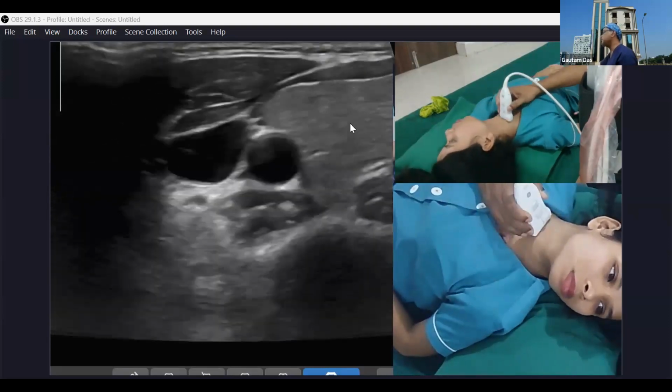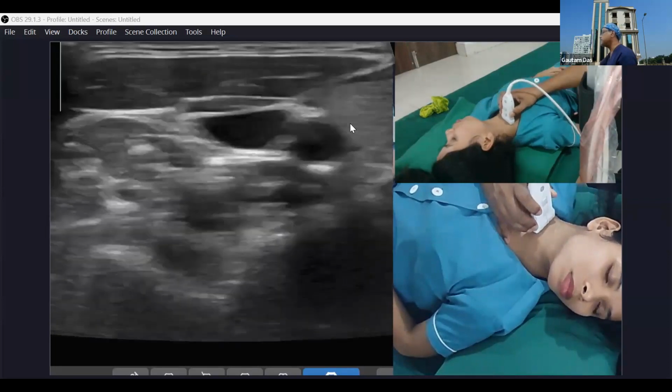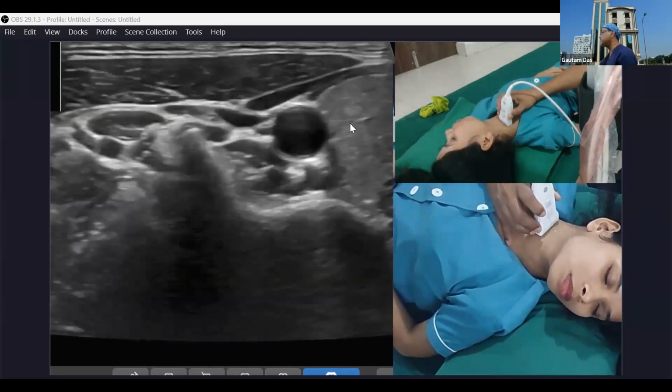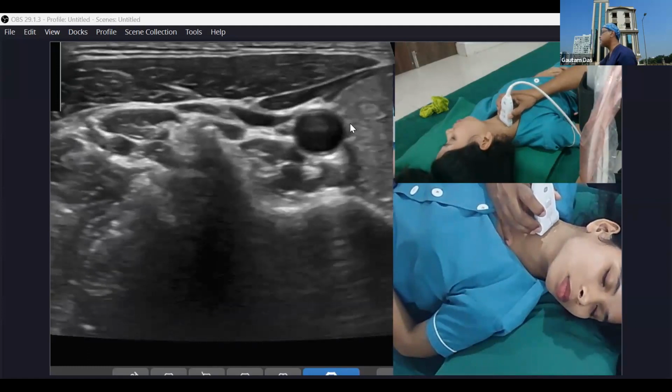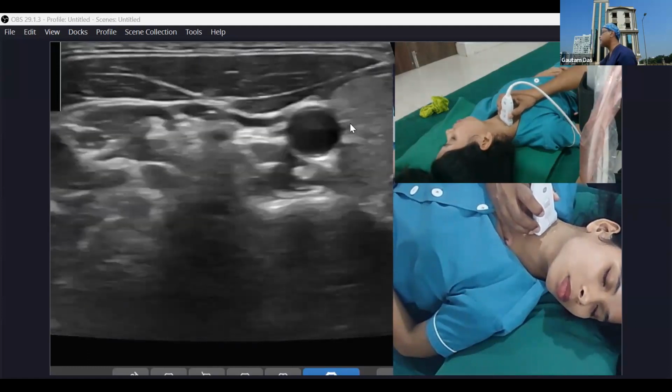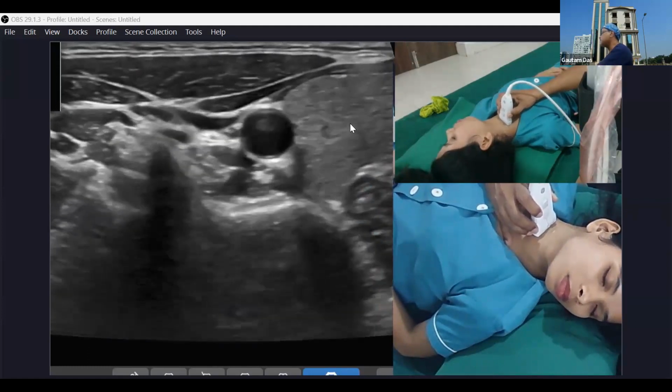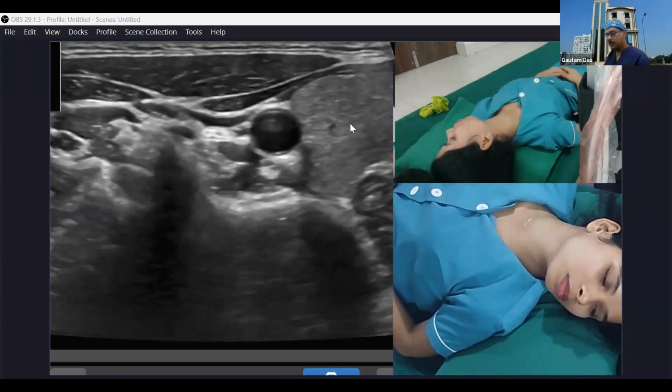I'm just extending the neck a little bit more so that you can appreciate the structures better. So this was, at the center, your C6 tubercle and C6 nerve root. And on the medial side, again, let me freeze it. So this was your longus colli muscle. This was your longus capitis muscles.